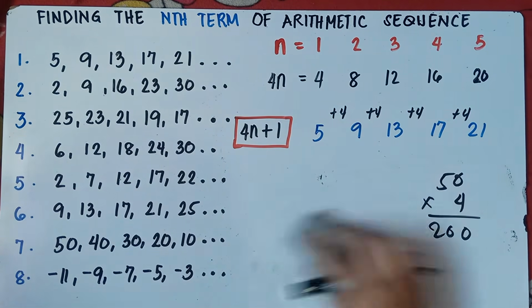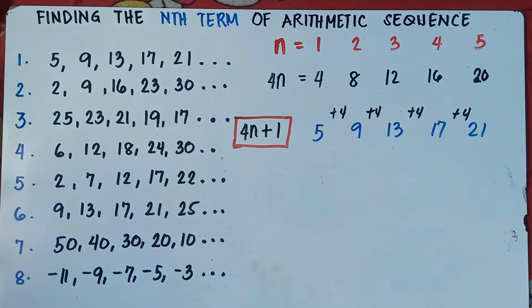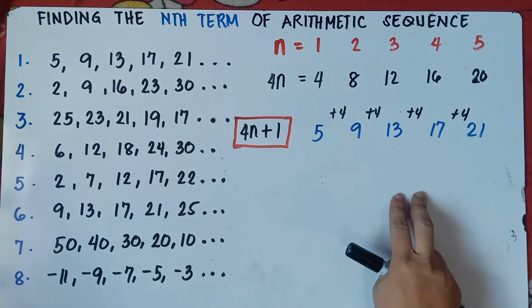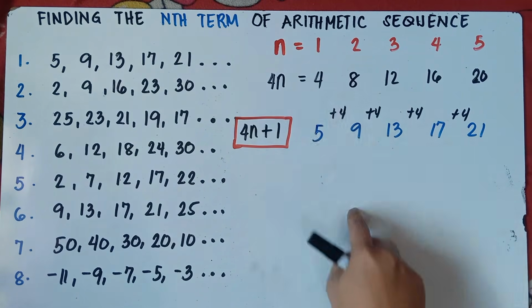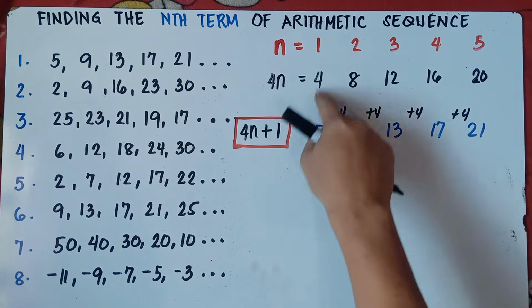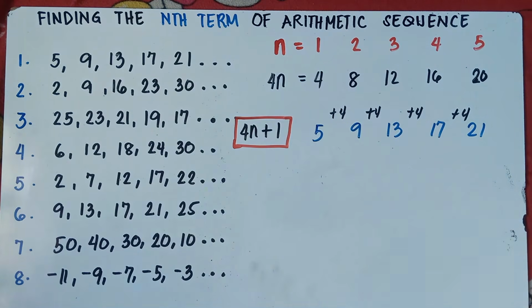That's how you find the equation manually. You need to get the common difference, and once you get the common difference, you write the common difference and then write n. And then you get the value by substituting the value of n into this equation.